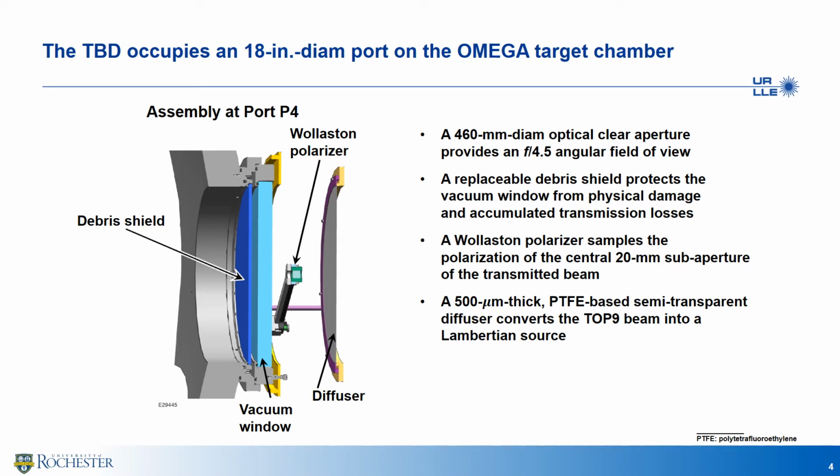A replaceable deep debris shield sits in front of the vacuum window and protects it from physical damage. Swapping the debris shield prior to critical experiments allows the nominal optical transmission to be restored.